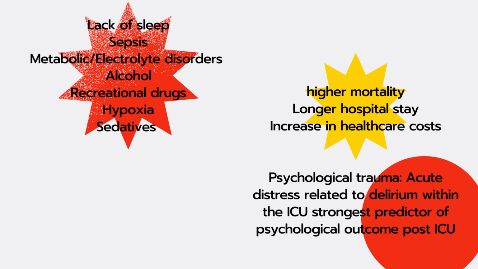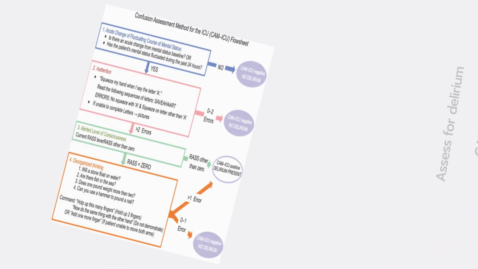The knock on effect is that they will experience higher mortality, a longer hospital stay, and of course, then an increase in healthcare costs. Patients who survive are likely to go on to have psychological trauma as a result of their delirium. Any acute distress that they experience in delirium in the ICU is a strong predictor of psychological outcome post ICU.